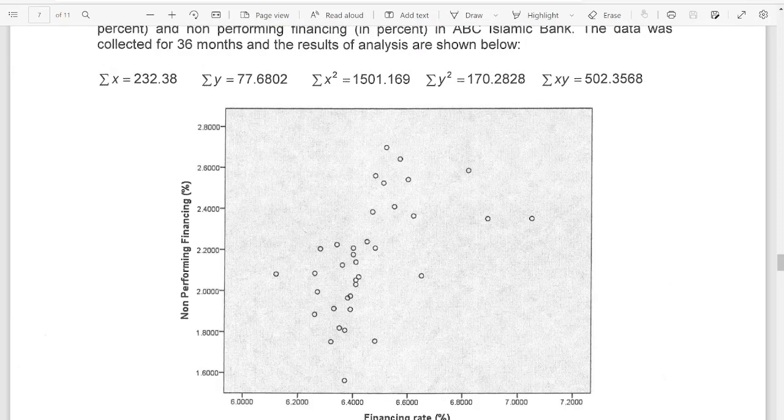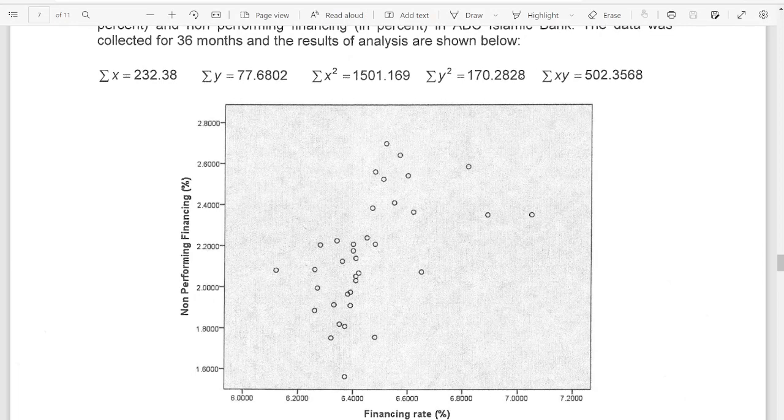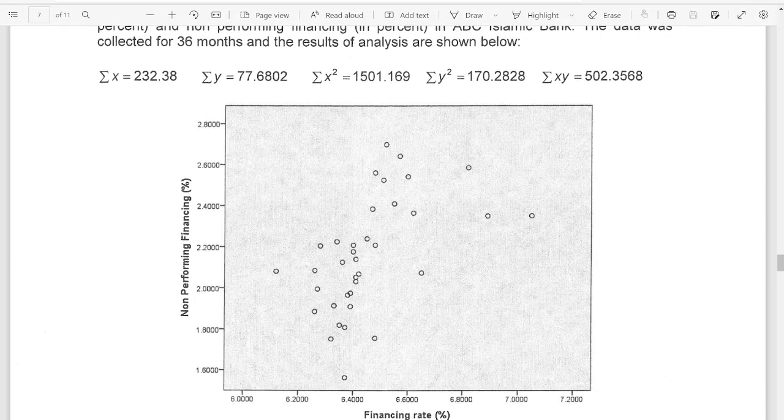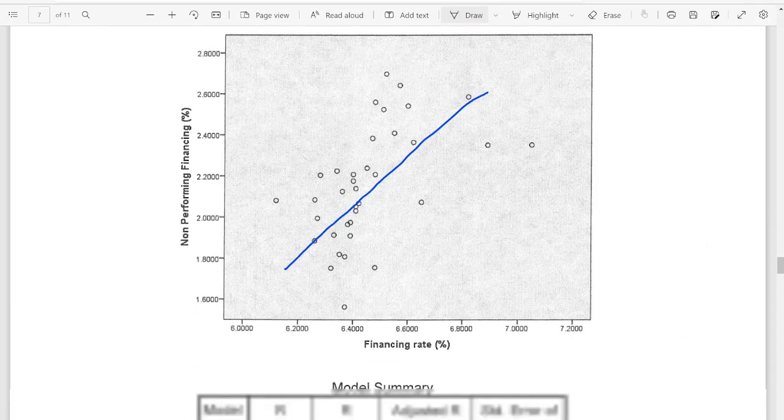scatter plot given. So if you look through the scatter plot, you can see that there exists maybe moderate to strong linear relationship between the financing rate and non-performing financing, right? So kalau tengok, you boleh dapatkan satu garis lurus kat sini lah. Okay, if you look through this one, maybe you can just write a straight line over here, right? So you have an increasing or a direct relationship between the financing rate and the non-performing financing, right? So you boleh nampak macam tu kan?